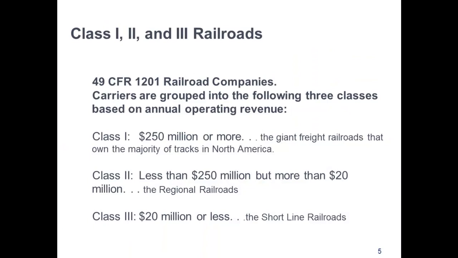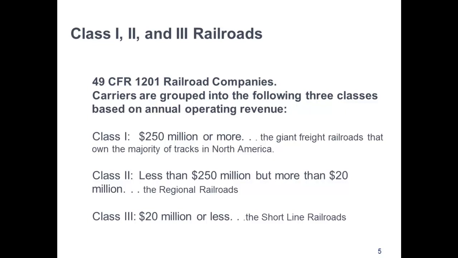Sure. The three classes of railroads are described in statute and in the Code of Federal Regulations, 49 CFR 1201, based on annual operating revenue. Class 1 is $250 million or more. These are the giant freight railroads that own the majority of tracks in North America. Class 2 are those that are less than $250 million but more than $20 million, the regional railroads. And Class 3 is $20 million or less. Those are the short line railroads.